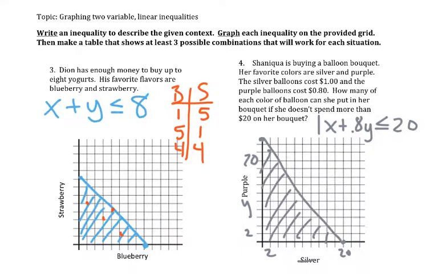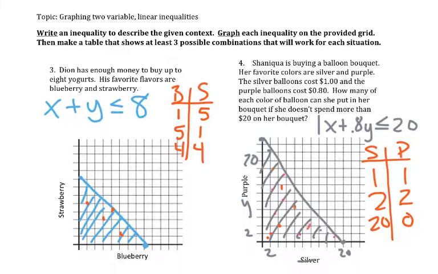So possible combinations of silver and purple balloons could be 1 and 1, 2 and 2, right? Okay, could be 20 silver and 0 purple. Okay, those are just 3 options. But basically, any of the shaded areas or on the line would work.